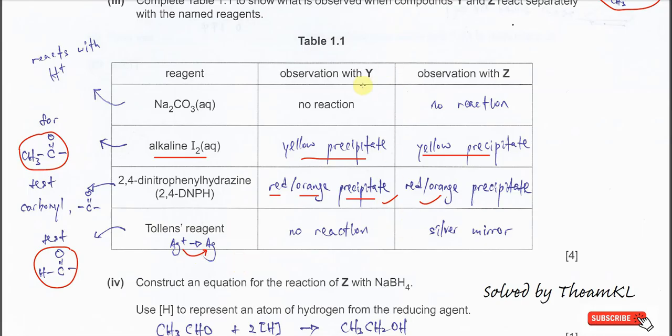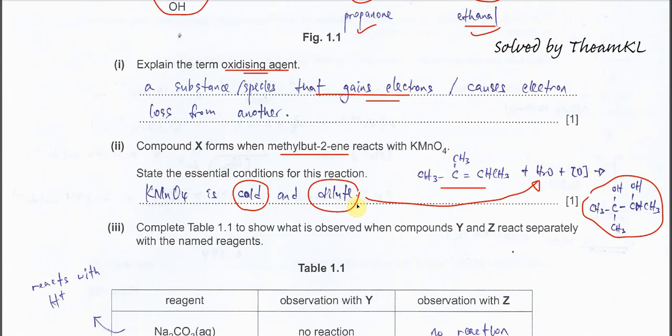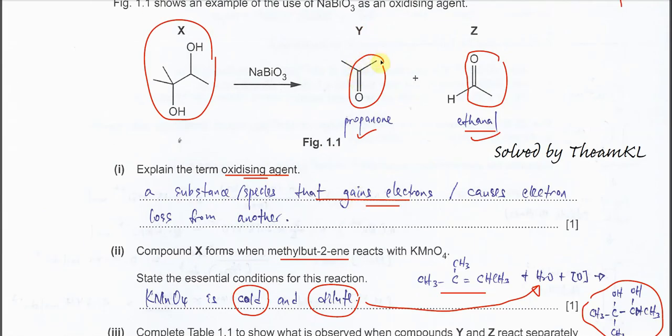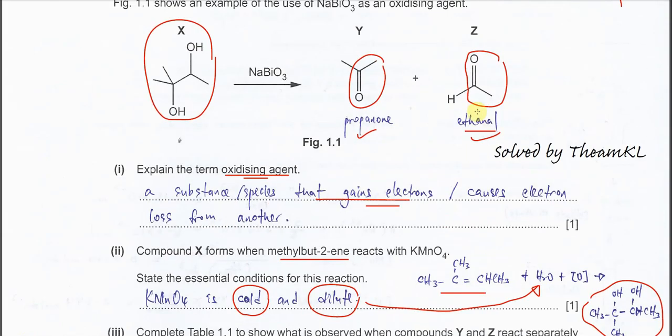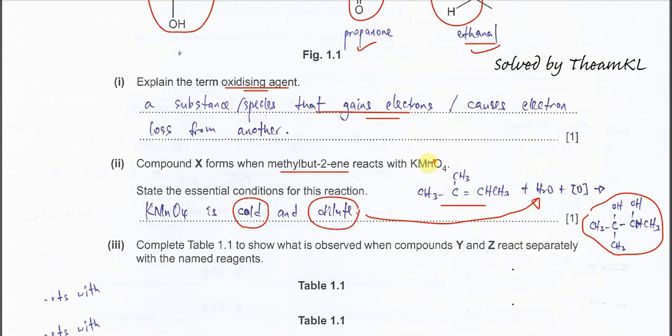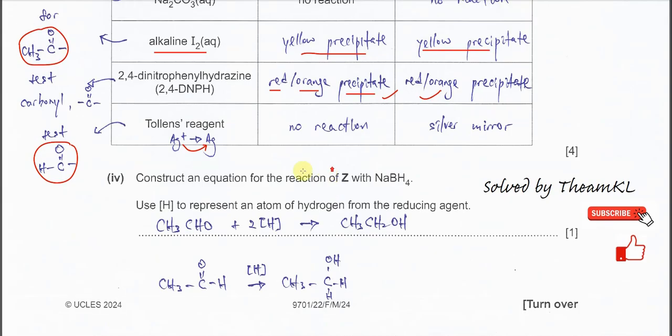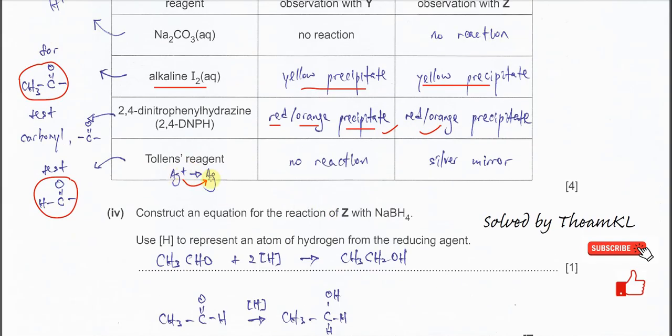So for this compound Y, which is a propanone, because this one is just a methyl ketone and has no aldehyde group, therefore it will not react with this Tollens' reagent. For the compound Z, again, because this is an aldehyde, it has these aldehyde groups, so it can react with this Tollens' reagent and reduce the silver ion to silver. Then you see the silver mirror.